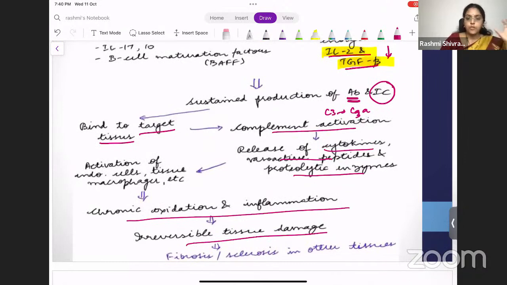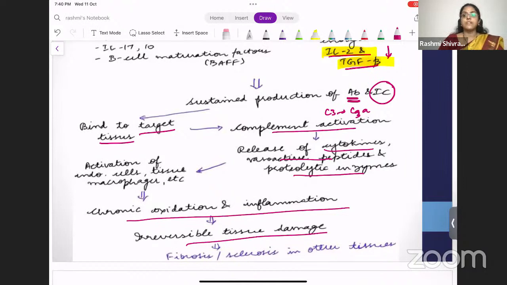So a few cytokines are increased in quantity and a few cytokines are decreased. Mainly the interferons and TNF-alpha will be increased, whereas interleukin-2 and TGF-beta will be decreased. Because of that, the antibody production will keep on increasing, immune complex formation will increase. This will bind to the target tissues, complement will get activated, the cytokines will be released in more quantity, this will activate the endothelial cells, tissue macrophages, etc. This will propagate the pathogenesis and will cause chronic oxidation and inflammation, thereby causing irreversible tissue damage.